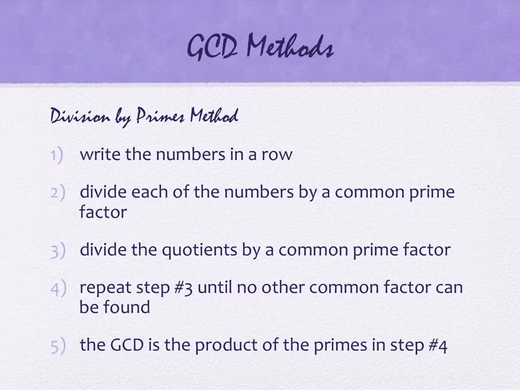So this method is different. What we do is we write the numbers in a row that we're comparing, and we divide each of the numbers by a common prime factor. And we do that process again, dividing those quotients by a common prime factor until they have no other common factor between them or among them. And then the GCD is the product of the primes. So let me show you what this looks like.